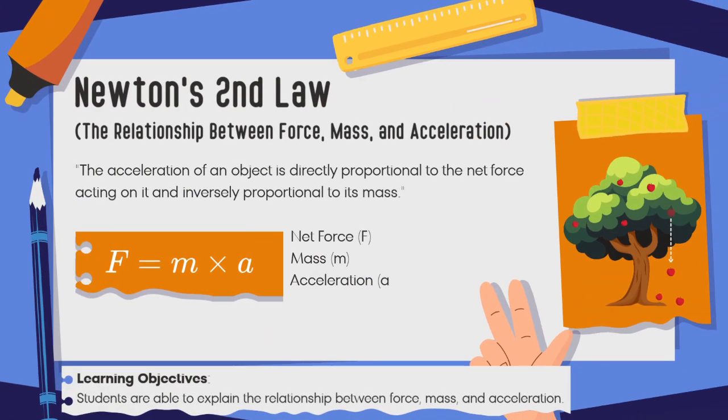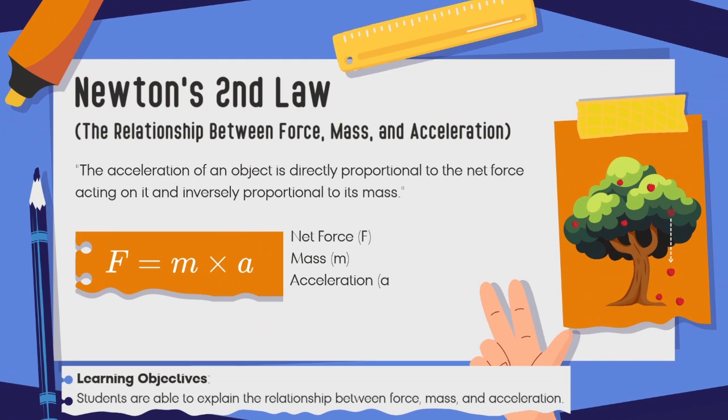Next, we move to Newton's second law. The statement of Newton's second law is the acceleration of an object is directly proportional to the net force acting on it, and inversely proportional to its mass. This means that the greater the net force applied to an object, the greater its acceleration. However, the greater the mass of the object, the smaller its acceleration.